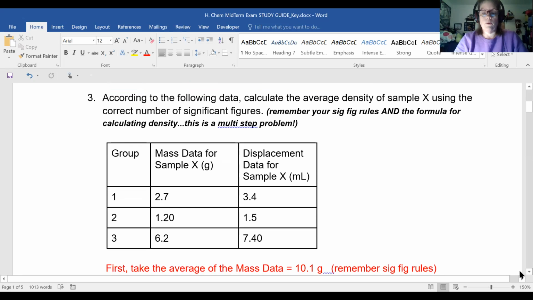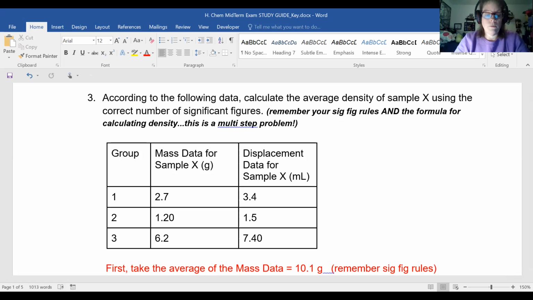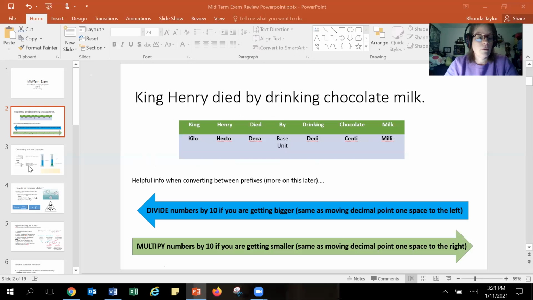All right, number 3 is a multi-step problem. You have to remember how to determine density for one, because it says according to the following data, calculate the average density for sample X in significant figures. So you have to remember those rules too. Let's go back to my sheet real quick, because I've got lots of information.